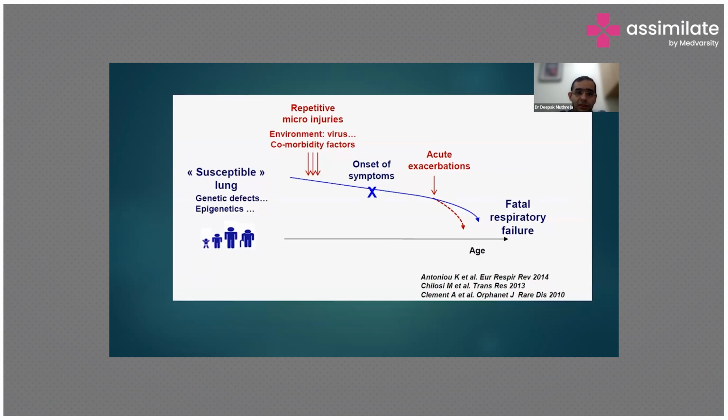So what happens? Susceptible individuals, repetitive micro-injuries, environmental factors, virus, comorbid conditions. Once you have onset of symptoms, there are multiple acute exacerbations. This is the natural history of the disease, where the patient goes to fatal respiratory failure. But if there are acute exacerbations in between, these patients succumb much sooner than the normal natural history. We try to prolong the duration between the exacerbations by various measures.